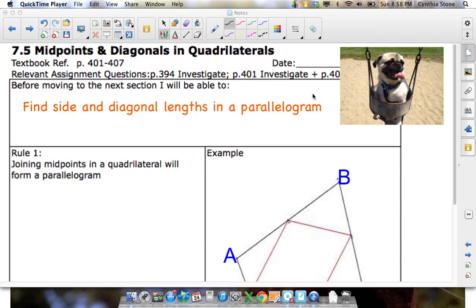Section 7.5 in the grade 9 academic course. We were looking at midpoints and medians in triangles last section. Now we're looking at midpoints and diagonals in quadrilaterals, so from 3 sides to 4 sides. We just want to be able to work with sides and diagonal lengths and come up with some relationships, okay?